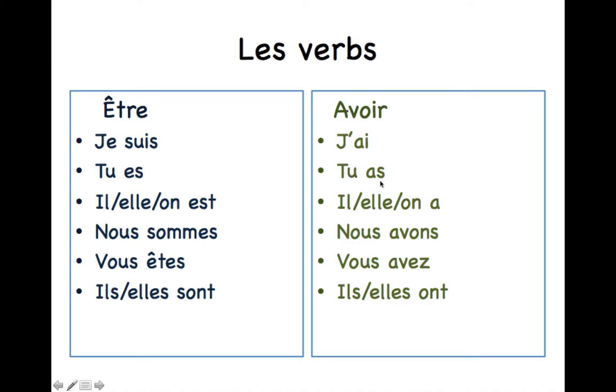J'ai, tu as, il a, elle a, on a. Nous avons, vous avez, ils ont, elles ont. So I've exaggerated this so that you understand there's a Z sound in there as opposed to an S. Otherwise, it's hard to know whether you're saying they are, or they have. So, ils sont, ils ont. So practice that.